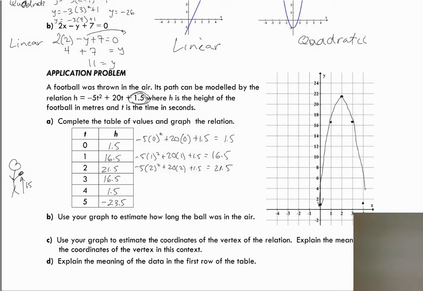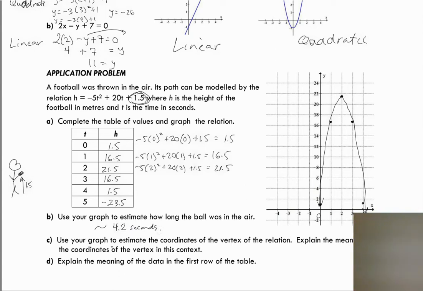You probably remember doing a lot of this last year. All right. From your graph, estimate how long the ball was in the air. It started at 0 seconds and it traveled just past 4 seconds. So you might want to say 4 and a little bit. It went 1 second, 2 seconds, 3 seconds, 4 and a little bit. So maybe you want to say something like approximately 4.2 seconds.